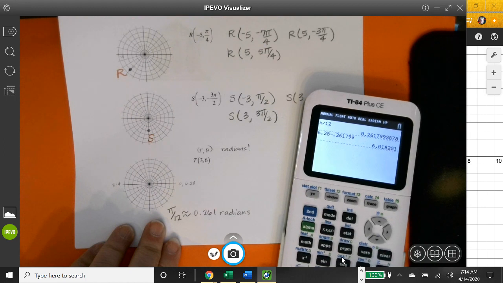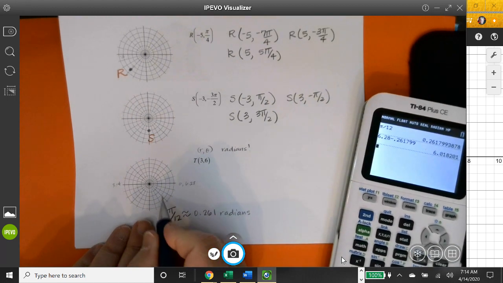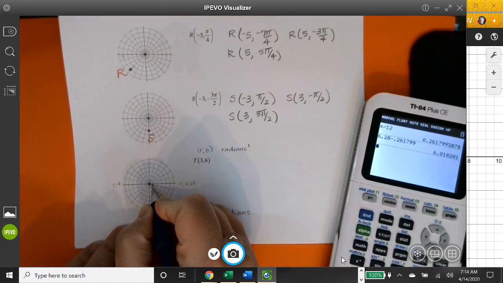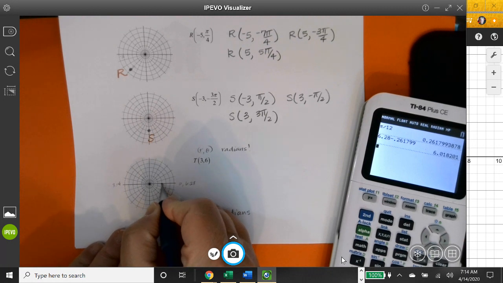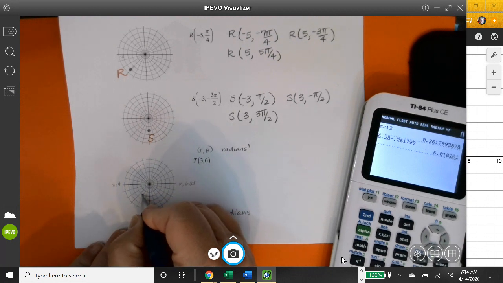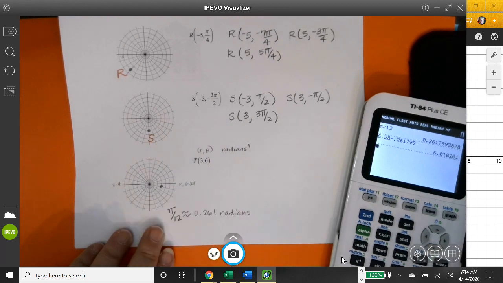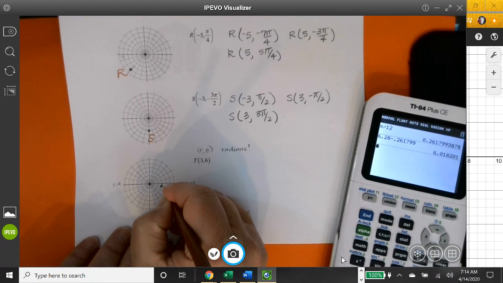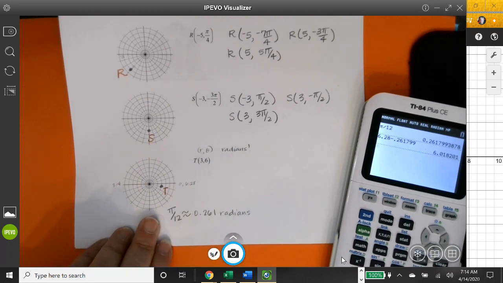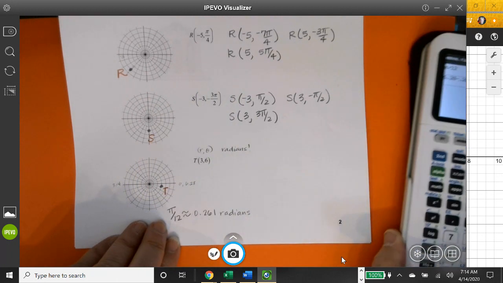So I'm almost right on the pi over 12 line. So I'm going to go out radially 1, 2, 3, and rotate 6.0, which is about right here to the 12th line almost, but a little bit beyond. Okay, but there we go. There's T. Yeah, we can have some weird numbers, can't we?